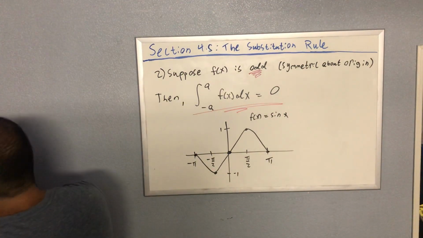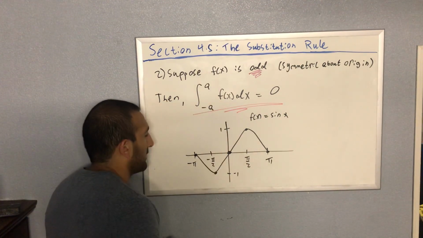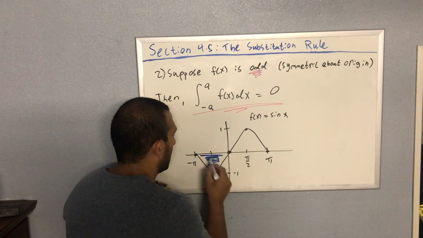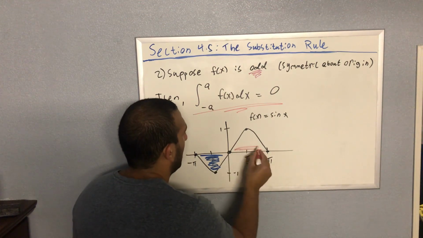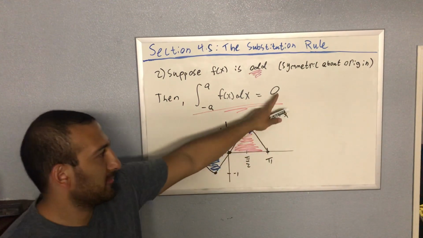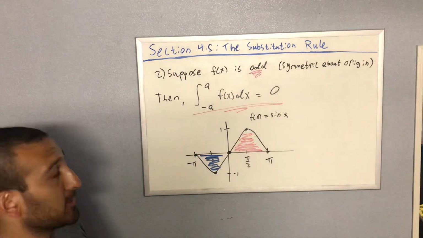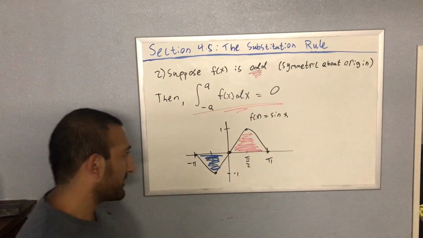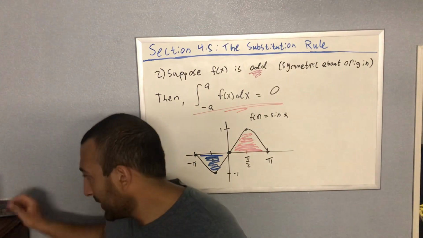Now notice on this interval here, negative pi to pi, negative a to a, the amount of negative area is the exact same as the amount of positive area. So what is the net area? 0. Okay, so that's all the theorem is saying, but this is really, really useful. It comes in handy a lot, so it shouldn't be something that seems random. It's a very useful theorem.